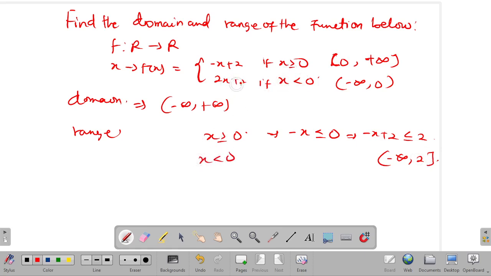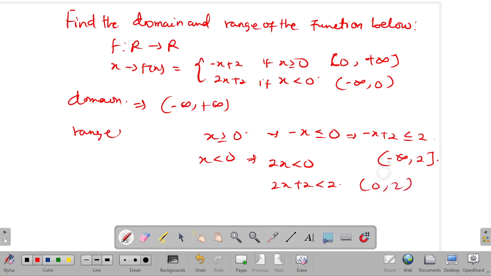Then I'll come again for this side, x is less than 0. How do I modify to get 2x plus 2? I can do that by multiplying through by 2. So 2x is less than 0. Then I can add 2 on both sides, giving me 2x plus 2 is less than 2, right? So with this in mind, the range is simply 0 towards 2, but 2 is not inclusive.